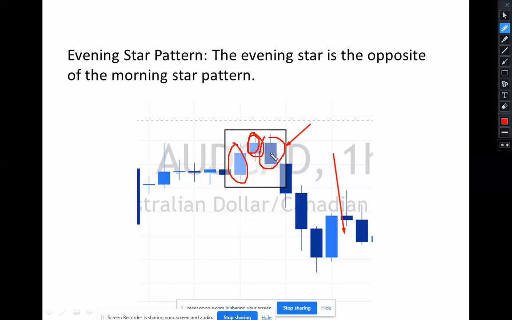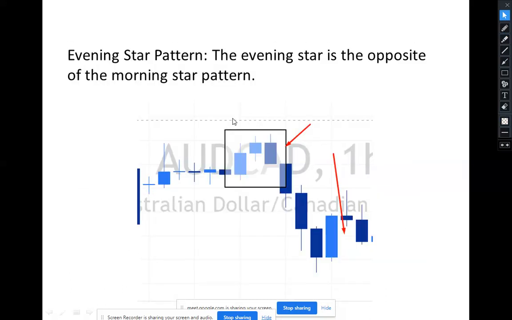Now they wait and wait. Then the long red candle engulfs the previous bullish candle, which indicates that the price is now moving downward and the sellers are back in control. This pattern we call the evening star pattern. The market is moving higher and forms this pattern, so the market will start declining to the downside. That is how you trade the evening star pattern.